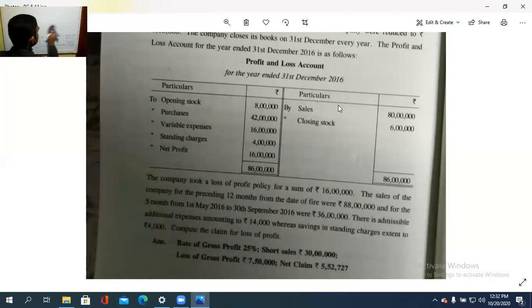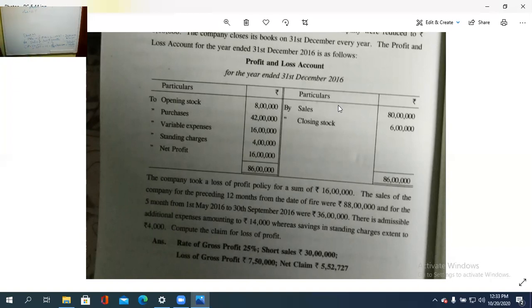For that purpose, what do we need to put? The additional admissible expenses given in the question are 14,000. Then insured standing charges savings will be 4,000, and we need to apply that. So the loss of gross profit, gross claim, is 7,50,000. Then we need to calculate the net claim. So additional expenses 14,000. Then what is the next step? Amount of gross claim.